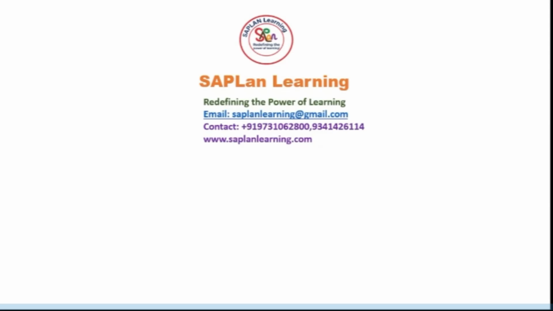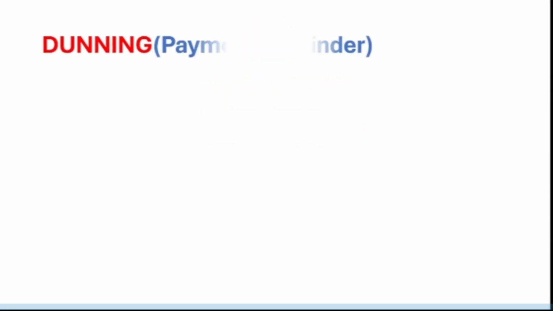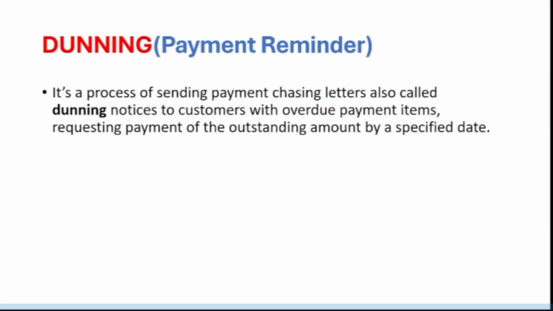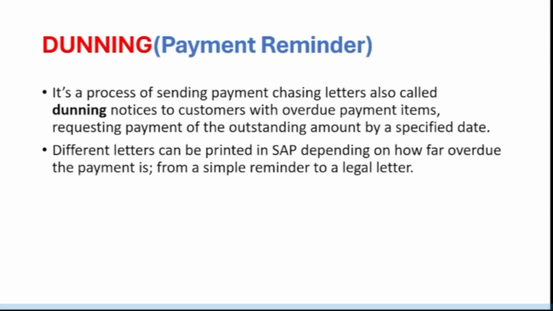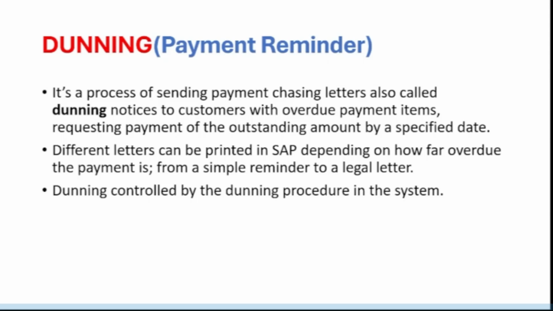So what is dunning? Dunning is nothing but the payment reminder to the customer. It is a process of sending payment chasing letters or dunning notices to customers with overdue payment items, requesting payment of the outstanding amount by a specified date. And we can send different letters that can be printed in SAP depending upon how far the overdue payment is, from the simple reminder to the legal letter.